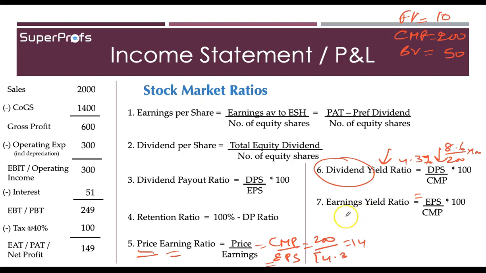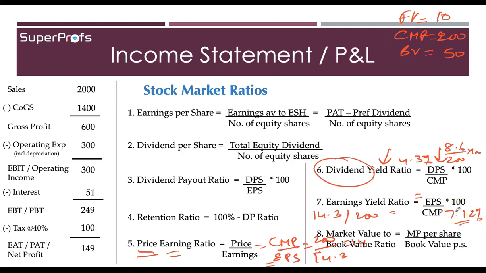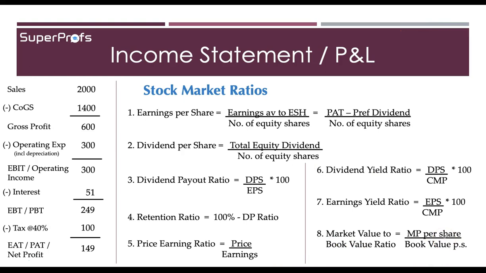The next one is earnings yield ratio, that regardless of the form of what I'm earning, whether it is in the form of dividend or in the total equity amount, whatever I'm getting, if I invest in this share, here the value is earnings per share, that is 14.3 divided by 200, which is 7.12%. That means I will get a return of 7.12%. And finally, market value to book value ratio, which means 200 upon 50, which means 4 times. Therefore, the share of this company is being traded at 4 times the calculated book value.